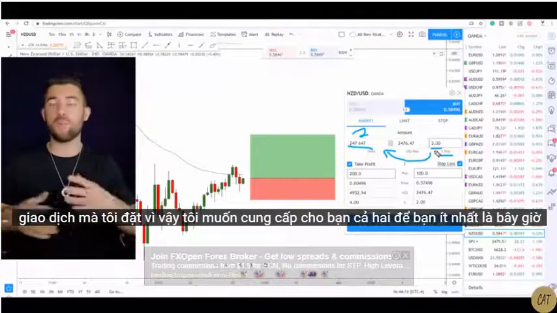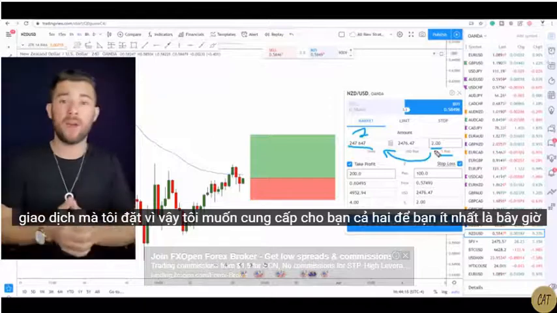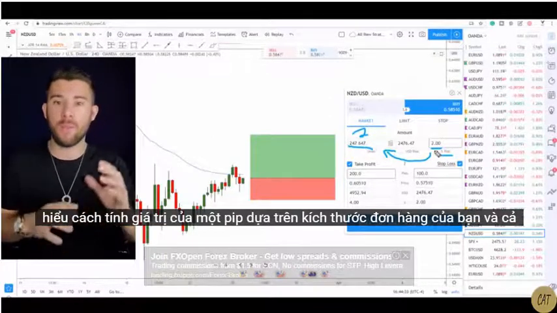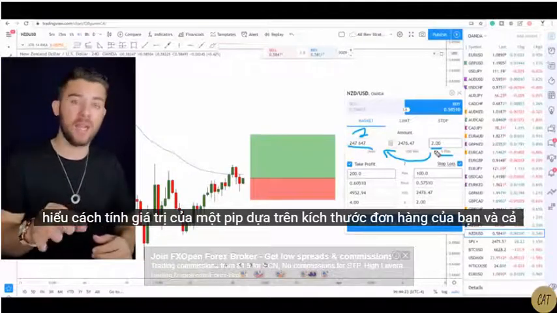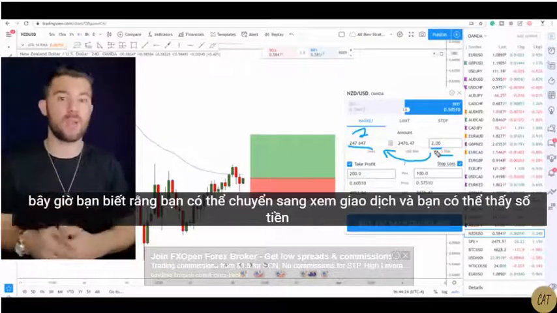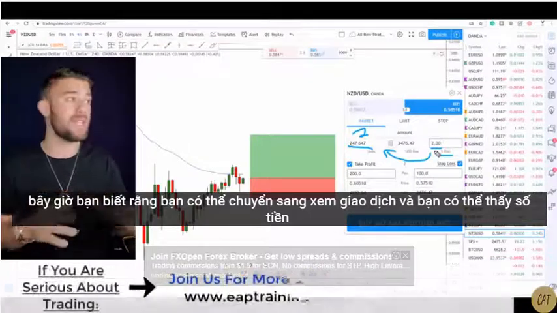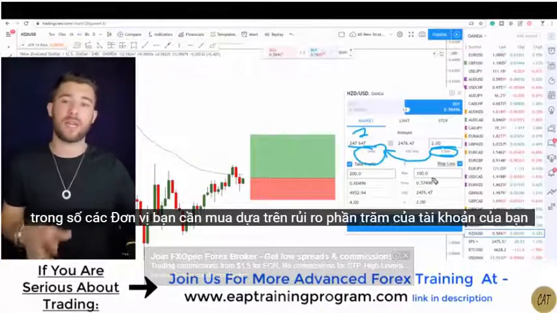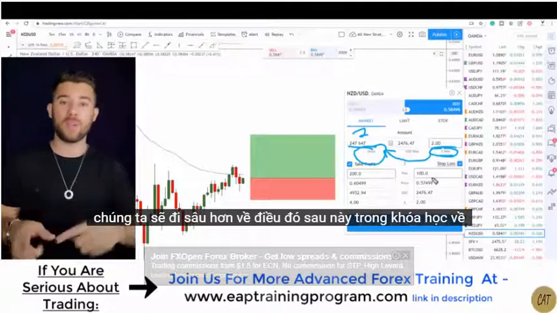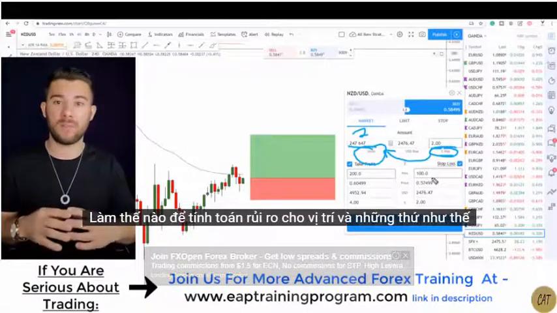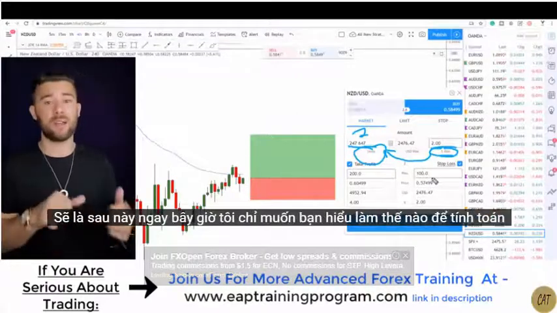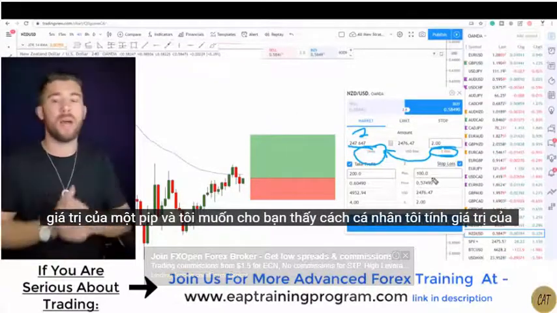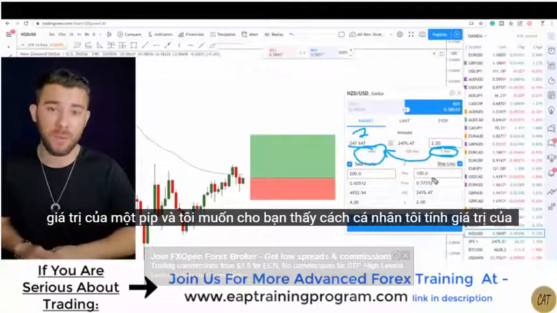So I wanted to give you both of those so that you now at least understand how to calculate the value of a pip based on your order size. And also, you know now that you can go over to TradingView and you can see the amount of units you need to purchase based on the percentage risk of your account. We're going to go over a lot more of that later on in the course in terms of how to calculate risk per position and things like that. It's going to be later on. Right now, I just want you to understand how to calculate the value of a pip, and I wanted to show you how I personally calculate the value of a pip.